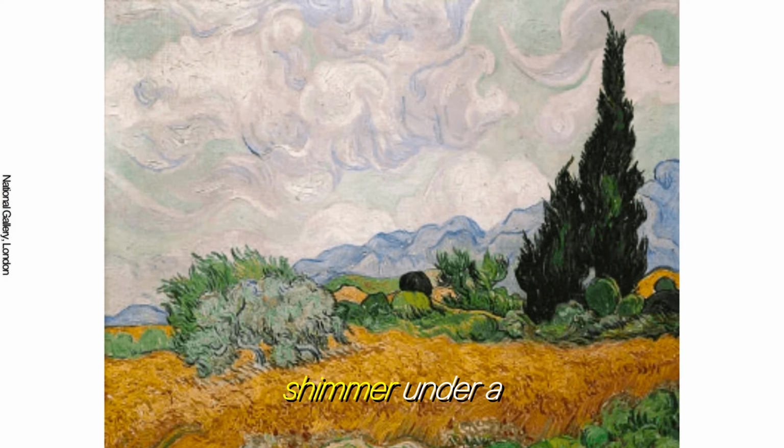Golden wheat fields shimmer under an azure sky with swirling white clouds. A dark cypress tree towers to the right, contrasting with lighter olive trees and distant hills. Van Gogh described the wheat fields with cypresses as capturing intense heat, the thick paint like textured fabric, the sky like a vibrant plaid, filled with the summer's energy.